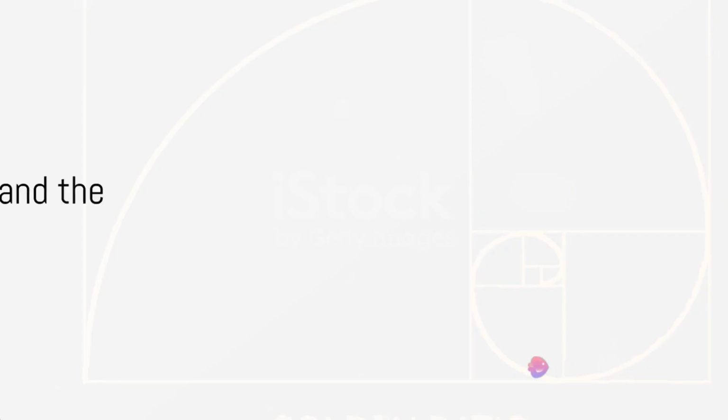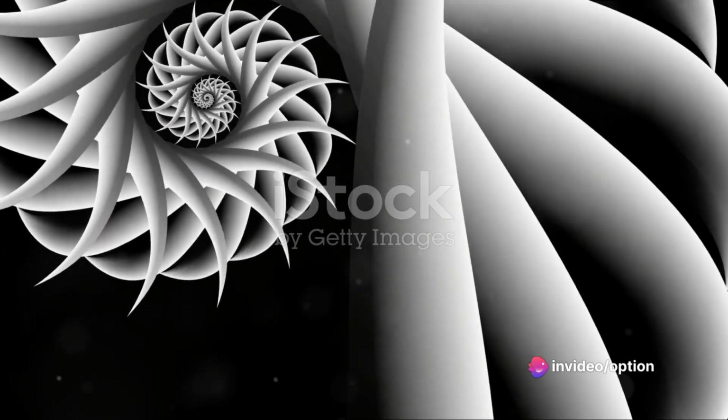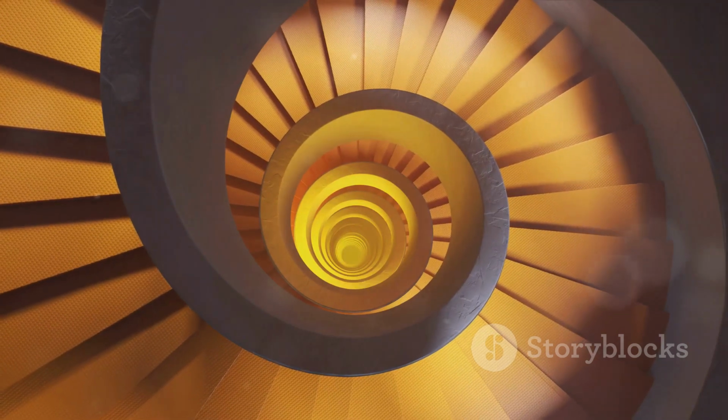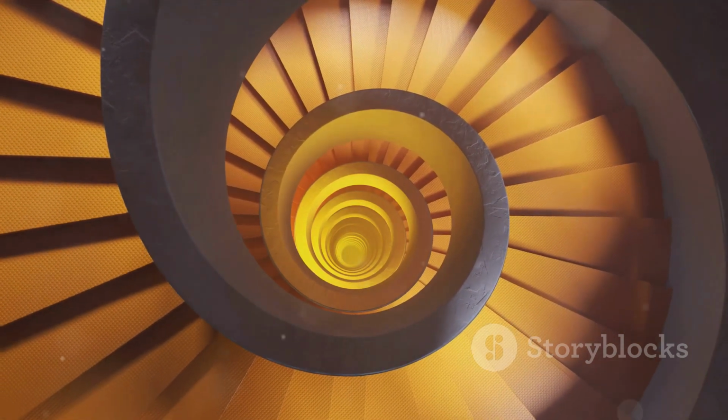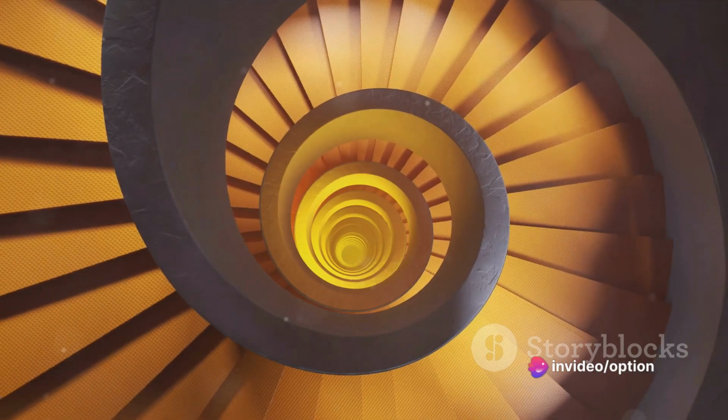Have you ever paused to wonder about the patterns that pervade our natural world, the symmetry in art, or the harmony in design? There's a secret mathematical code at the heart of it all, whispering its presence through the intricacies of the universe: the Fibonacci sequence and the golden ratio.